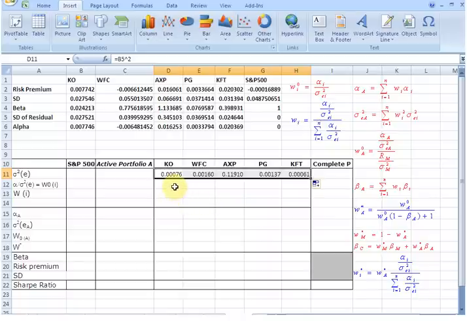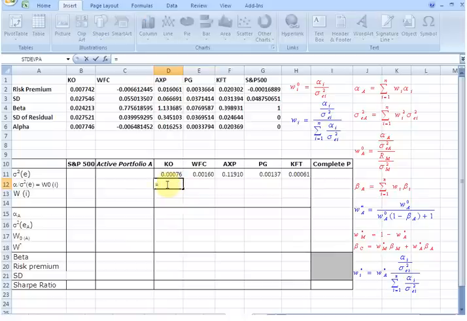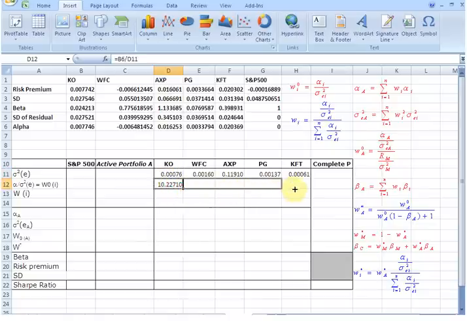the initial weights for all the stocks in the active portfolio in this row here. Let us do it for Coca-Cola in this cell, and like we did before, we can drag the formula across for all other securities in the active portfolio. So what do we need to do? We need to divide the alpha of Coca-Cola here with the residual variance of Coca-Cola, which is here. And we can drag the result across for all securities that comprise the active portfolio.